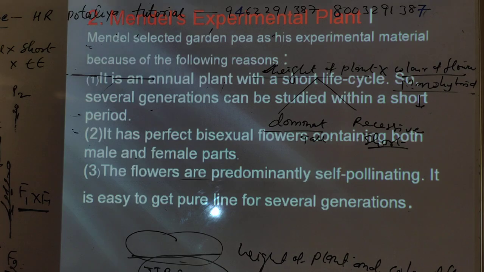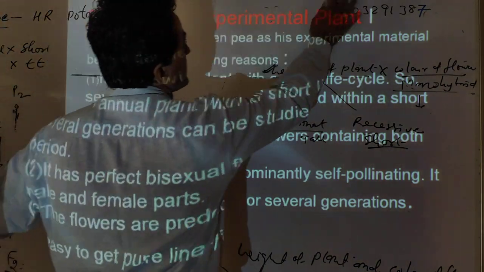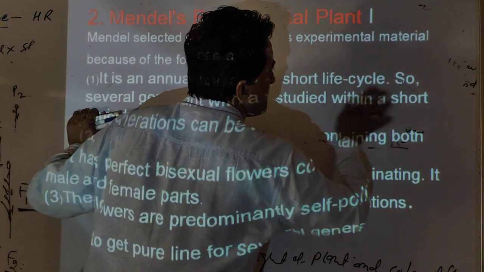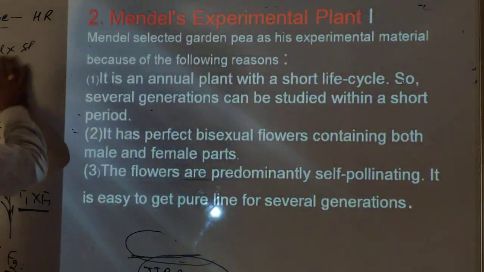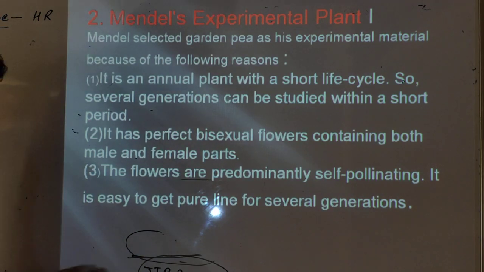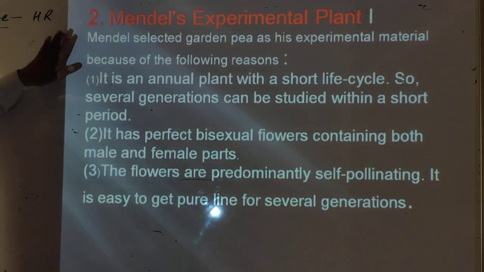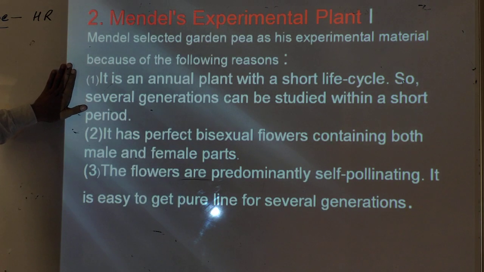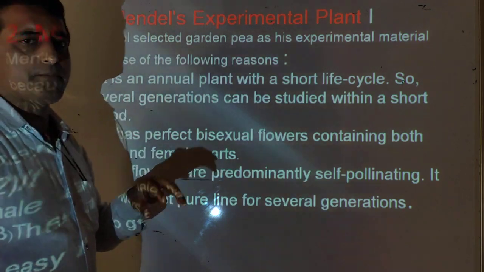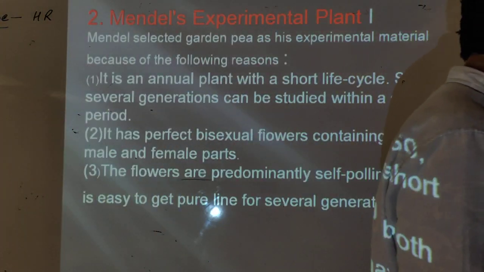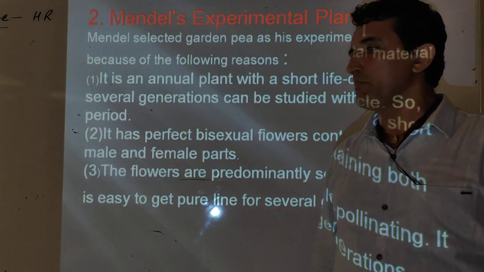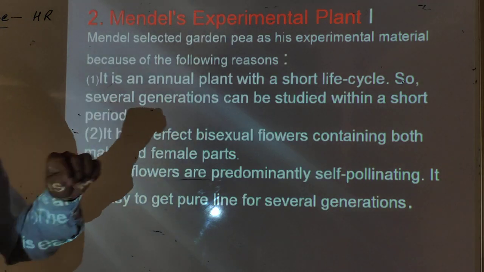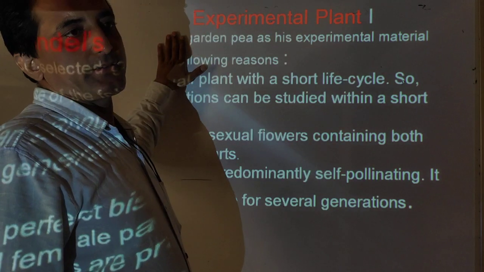In case of that part, Mendel has just conducted the experiments. Mendel conducted the experiments on the particular part, just go through that part. First of all, Mendel selected garden pea plant as his experimental material because of the following features. एक question था, why did Mendel select pea plant only for his experiments? मेंडल अपने experiments के लिए only और only pea plant को ही क्यों select कर रहे हैं?